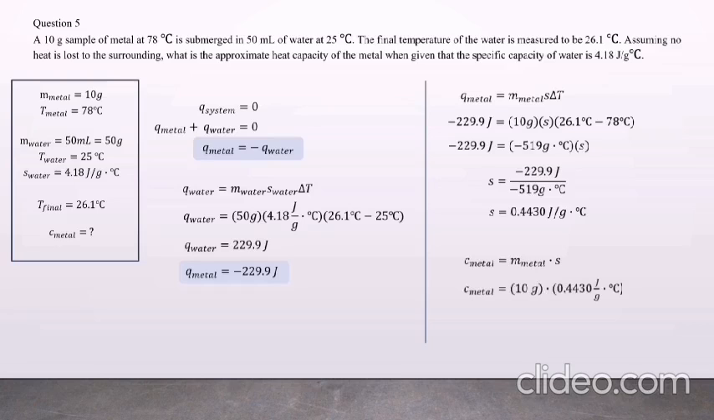We can use the values 10 gram times 0.4430 joule per gram degree Celsius. We cancel out the gram, so we can take the answer as 4.43 joule per degree Celsius. This is the approximate heat capacity of the metal, and this is the final answer for this question.